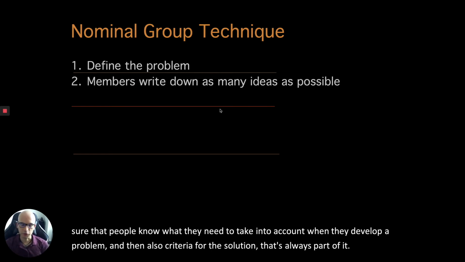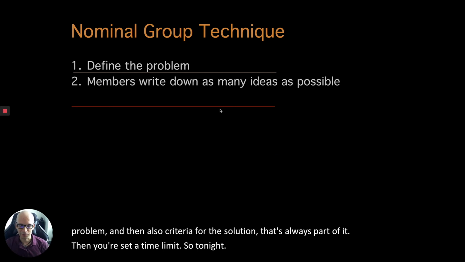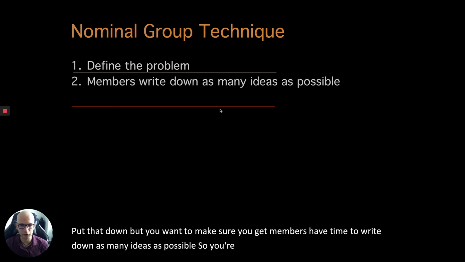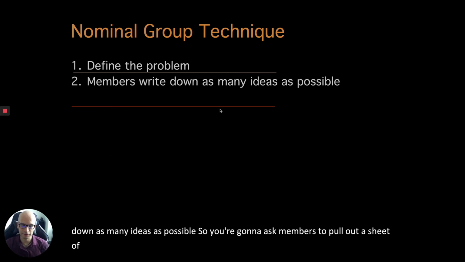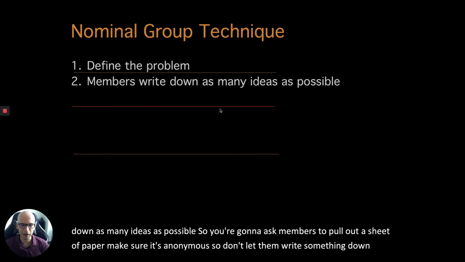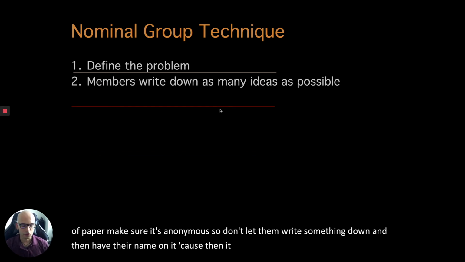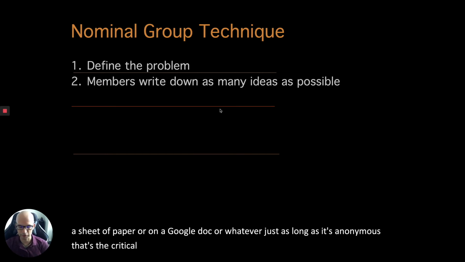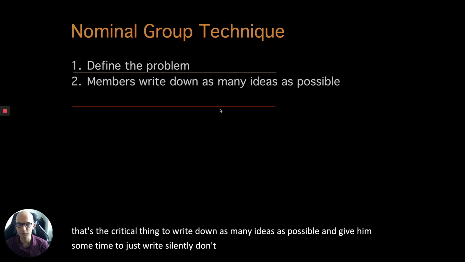Then you'll set a time limit. Technically I didn't put that down, but you want to make sure members have time to write down as many ideas as possible. So you're going to ask members to pull out a sheet of paper. Make sure it's anonymous. Don't let them write something down and have their name on it, because then it might get seen. So tell your members, on a sheet of paper or on a Google Doc or whatever, just as long as it's anonymous, that's the critical thing, to write down as many ideas as possible, and give them some time to just write silently. Don't let them discuss it. Just have each person write down their ideas or their solutions for the problem.